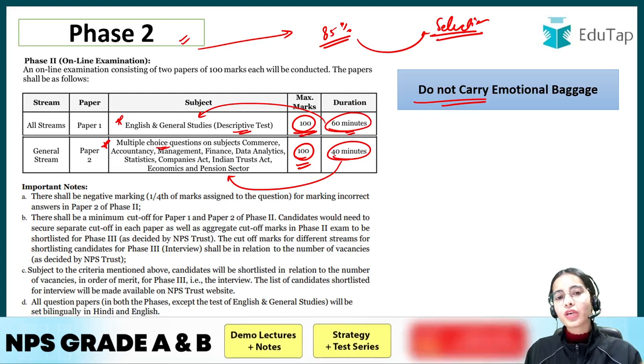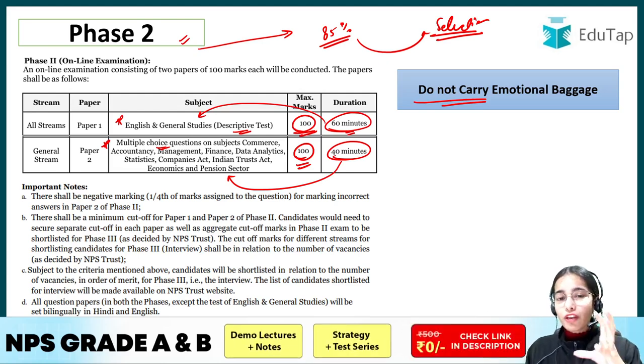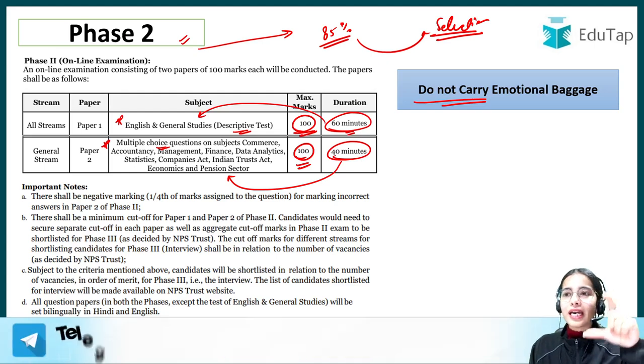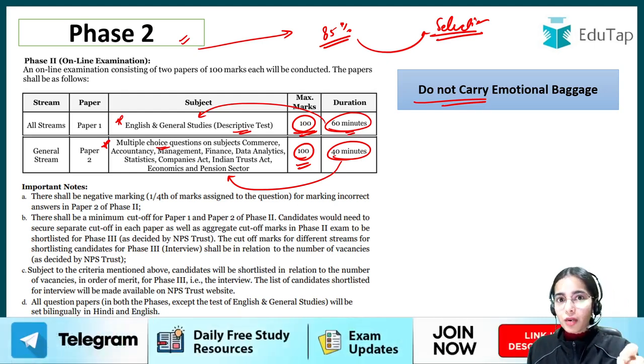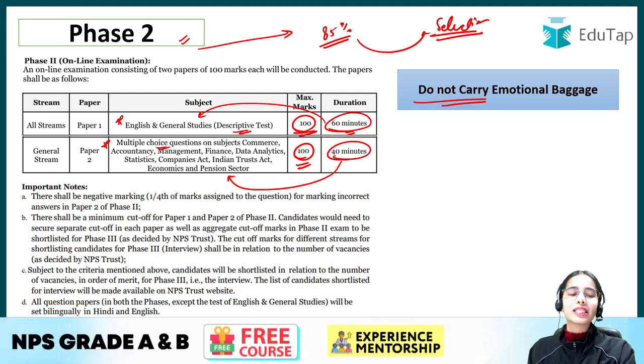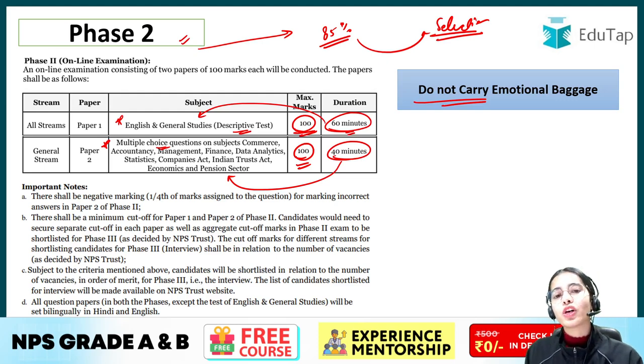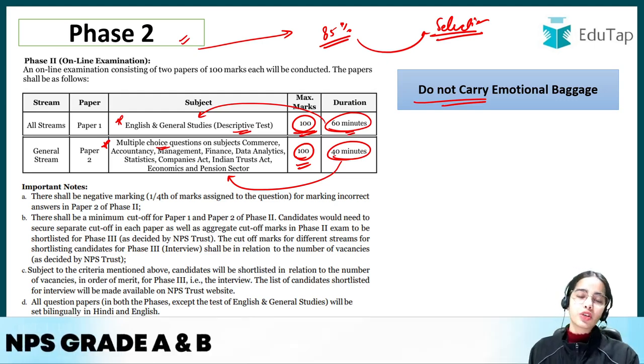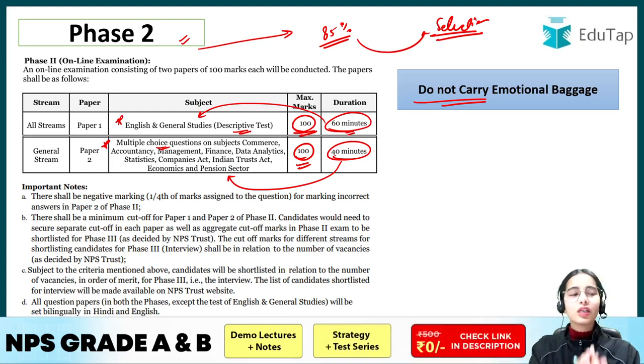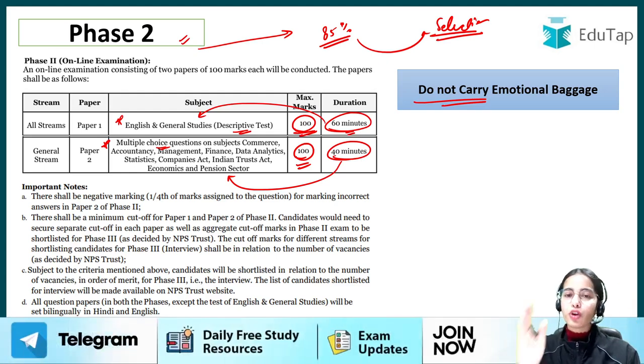Now here the phase 1 and phase 2 is on the same day. So if you are getting disheartened that okay, I didn't give my phase 1 well, but later on when you see that you have cleared the phase 1, then you will realize that I didn't give my phase 2 very well because I was disheartened because of my phase 1.